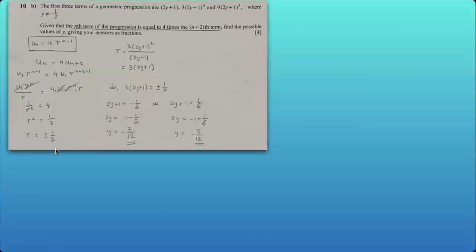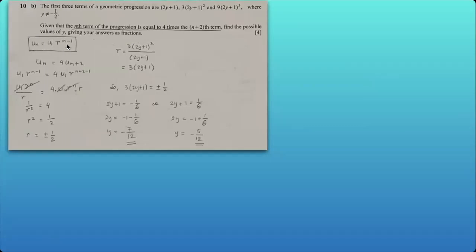Moving on to the next question, 10b. The first 3 terms of a geometric progression are given here, where y is not equal to minus 1 over 2. Given that the nth term of the progression is equal to 4 times the n plus 2 term, find the possible value of y. So this is plural, yeah, meaning more than one value, giving your answers as fractions.